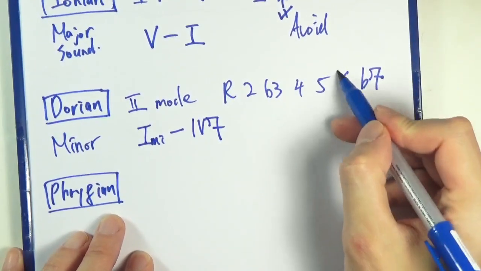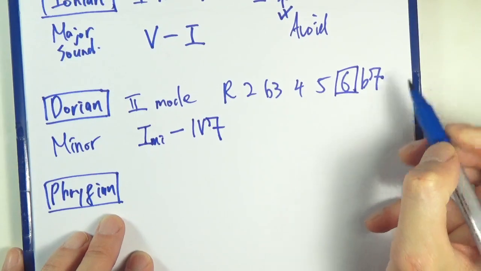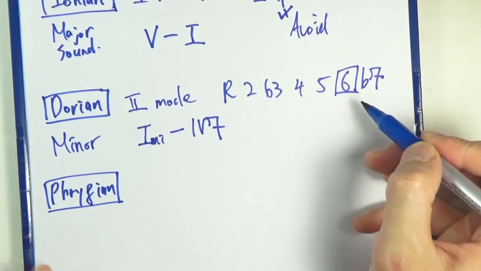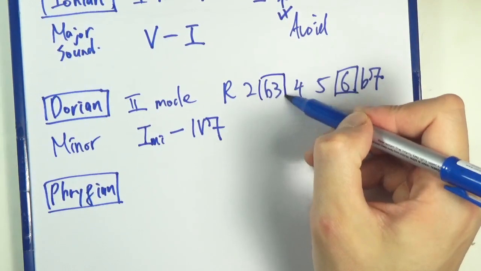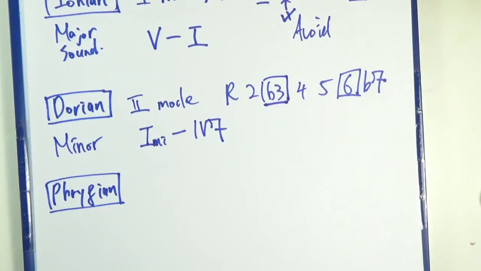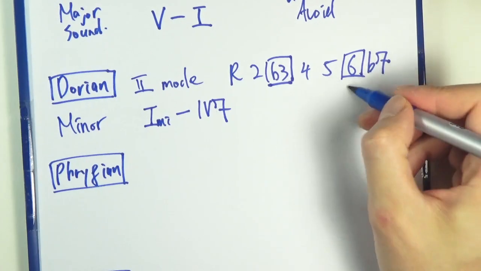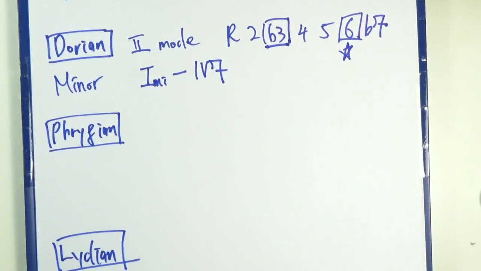And a characteristic note, major 6, okay? And we have no avoid notes here, okay? Technically, the flat 3 is also a characteristic note, but that doesn't distinguish Dorian from minor, okay? So the 6 would be the characteristic note.